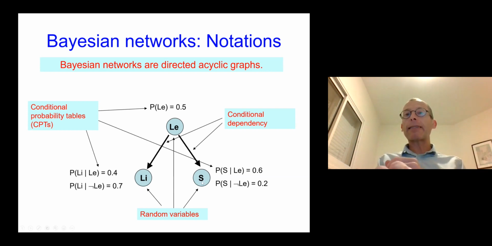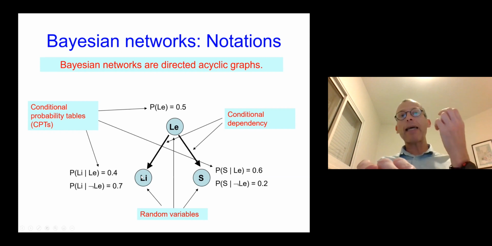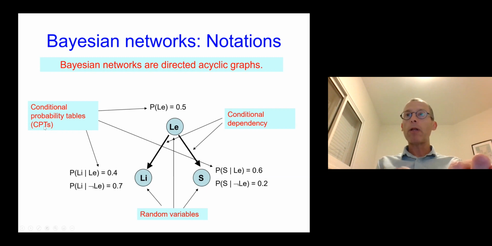In this case, S has one parent, LE, so we have a probability of S equals 1 given LE, and the probability of S equals 1 given not LE. The probability of S equals 0 is 1 minus the probability of S equals 1. But these two do not have to sum to 1, right? Because these depend on the parent. Similarly here, if instead of this model, I had an edge going from S to Li, then Li would have two parents. In that case, I would need more entries in this table. That's why it's called the conditional probability table. So it's not necessarily a line.